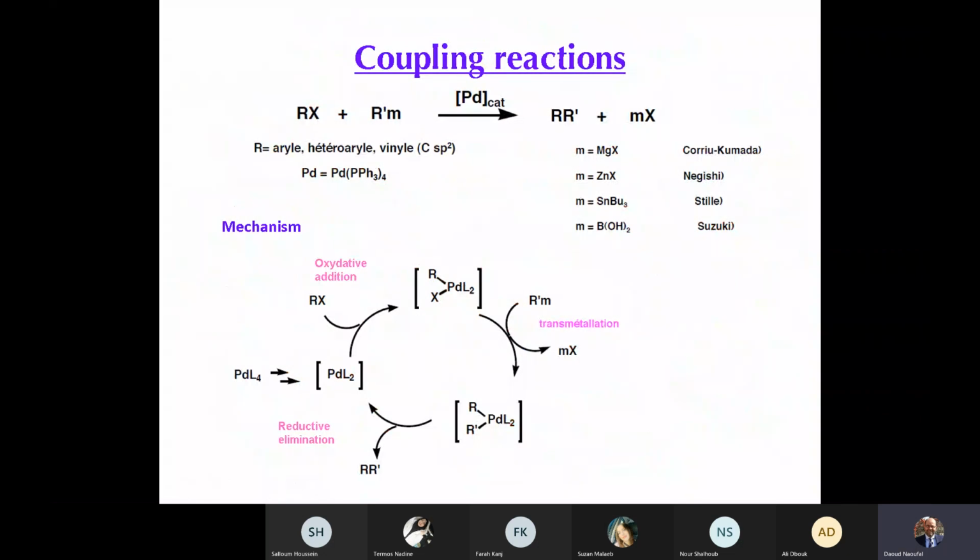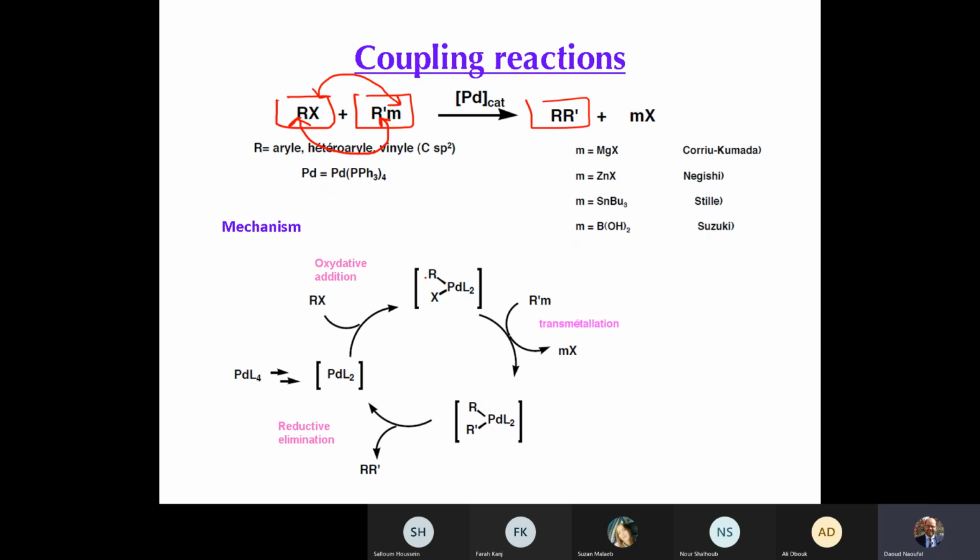I pass to another important reaction, which is the coupling reaction, well known in organic chemistry. Rx plus R prime M. We have coupling of R with R prime and formation of XM. So this is the coupling of two R fragments in the presence of palladium.